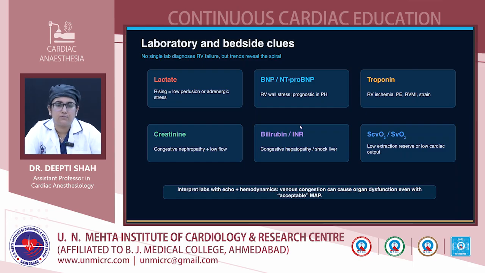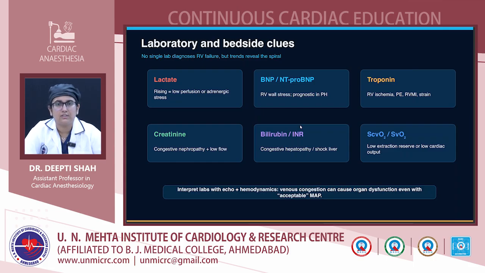And if we are suspecting RV dysfunction, we can send BNP and NT-proBNP. These markers rise in cases of myocardial wall stress. Thus these might suggest that some myocardial wall stress is going on, and these are also prognostic in a patient with pulmonary hypertension. We can also send troponins, which are useful to diagnose ischemic heart disease, in cases of MI or strain. Creatinine can point towards congestive nephropathy or low flow into the kidneys, and a rising bilirubin trend can point towards congestive hepatopathy, or it can be because of shocked liver.